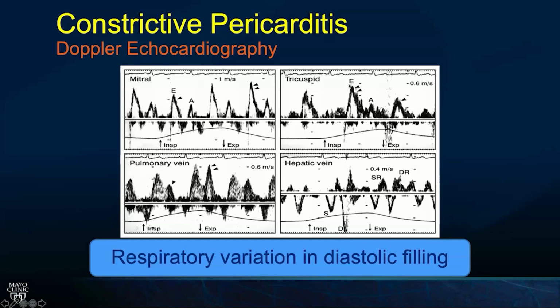Breath in, E is higher. Breath out, E is lower. The same things happen in the pulmonary venous signal and in the hepatic vein signal as well.